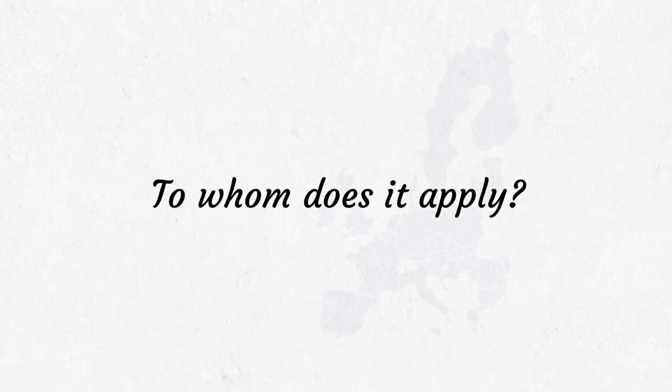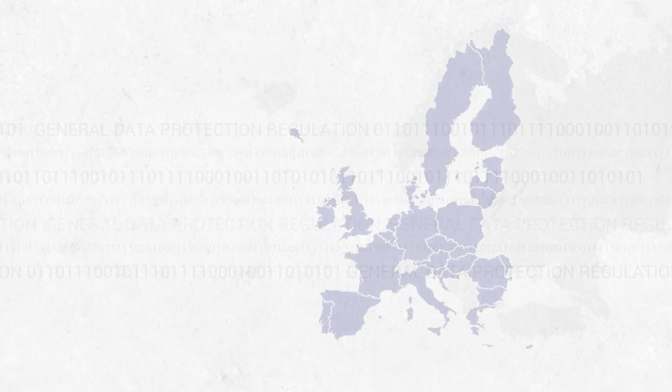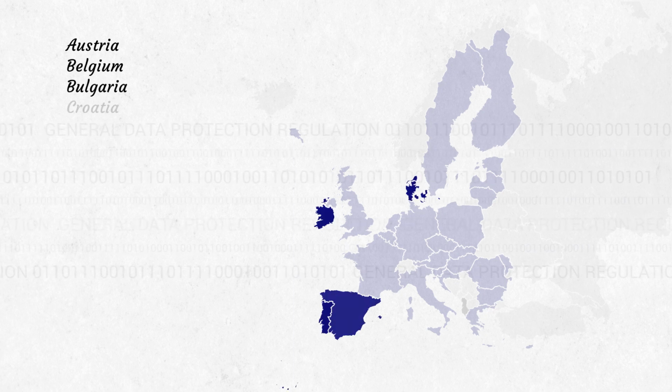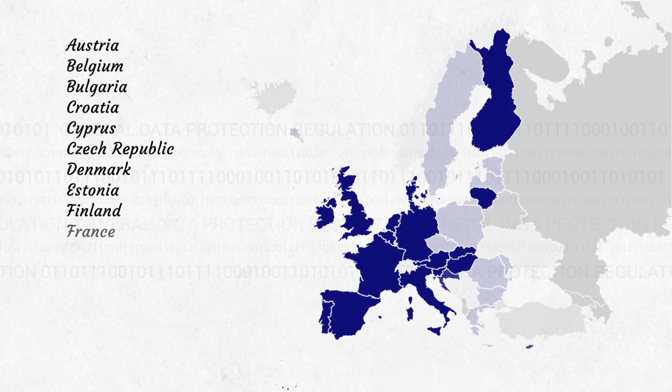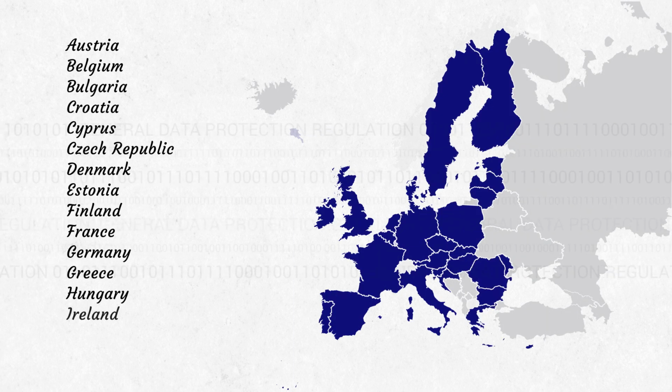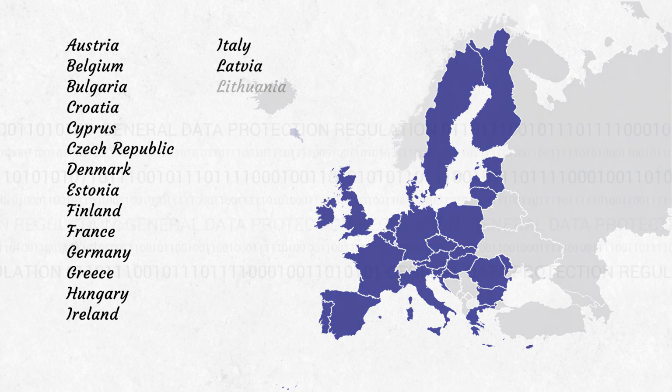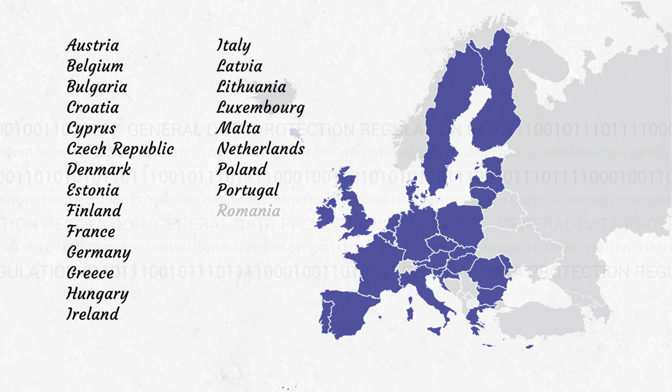To whom does it apply? GDPR applies to all organizations that control and process personal data of the EU citizens and will allow them to continuously monitor personal data breaches.